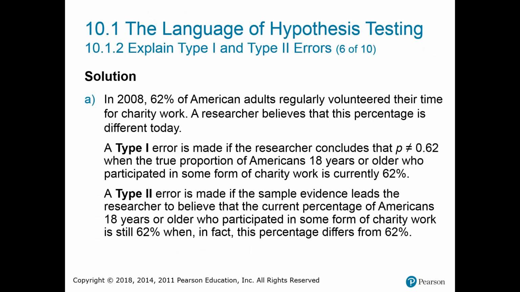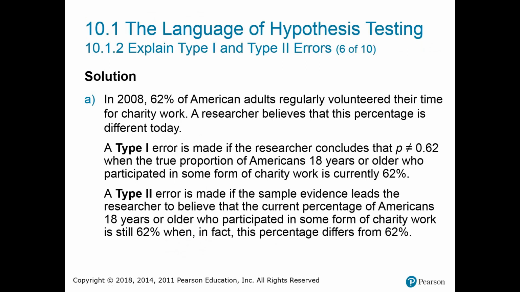So in 2008, 62% of American adults regularly volunteered their time for charity work. A researcher believes this percentage is different today. A type 1 error is made if the researcher concludes that p does not equal 0.62 when the true proportion of Americans 18 years or older who participated in some form of charity work is currently 62%.